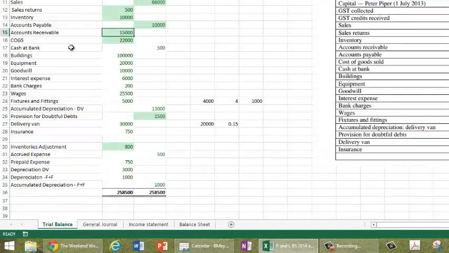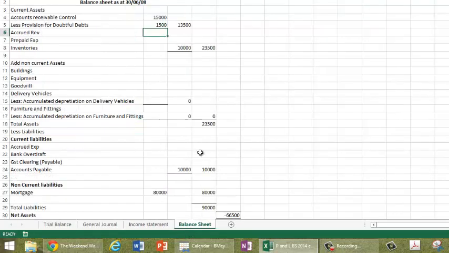We've got cash at bank. Please note that it's on the credit side, therefore it goes in as a current liability. So $500 there.